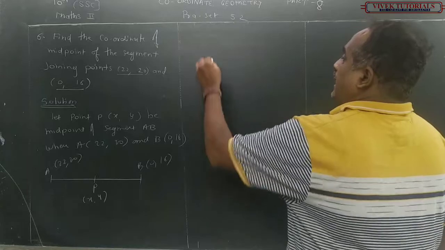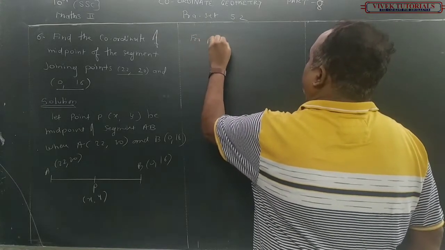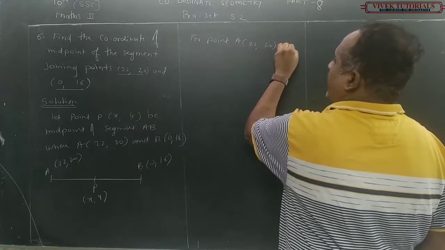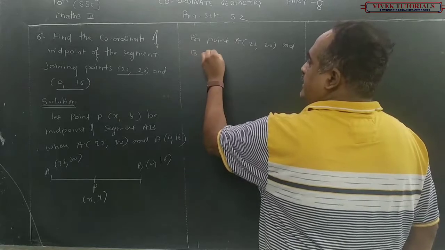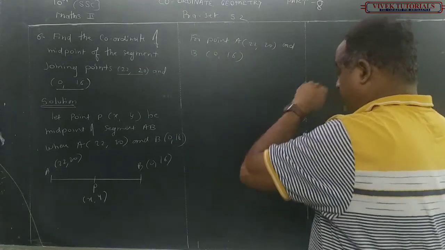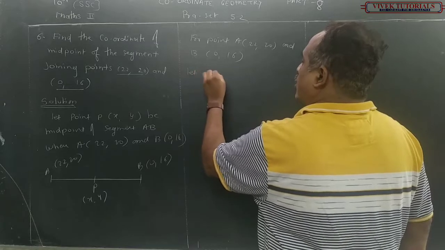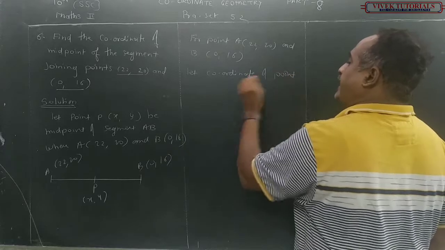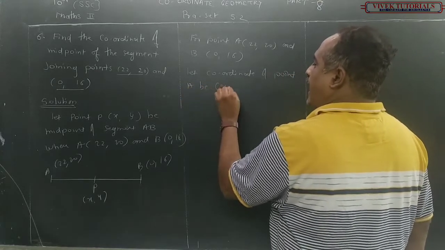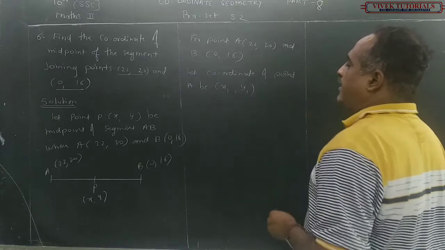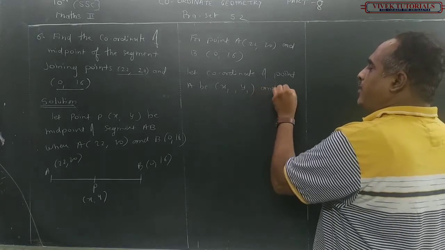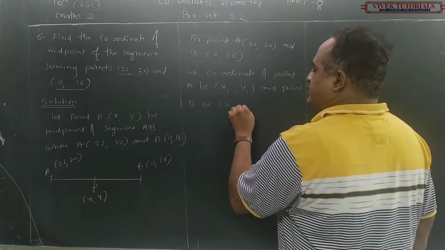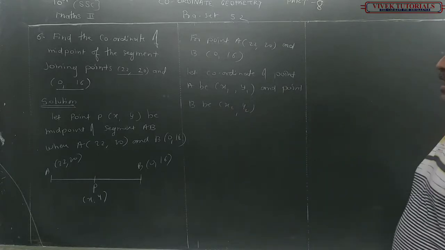So for points A (22, 20) and B (0, 16), let the coordinate of point A be x1, y1 and point B be x2, y2. Okay?